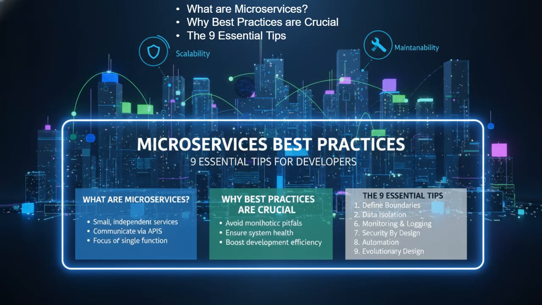In today's rapidly evolving digital landscape, microservices architecture has become a cornerstone for building scalable, resilient, and maintainable applications. It allows organizations to break down complex monolithic applications into smaller, independent, and loosely coupled services, each responsible for a specific business capability. While the benefits are numerous, including faster development cycles, easier deployment, and enhanced fault isolation, unlocking these advantages truly depends on adhering to a set of robust best practices.